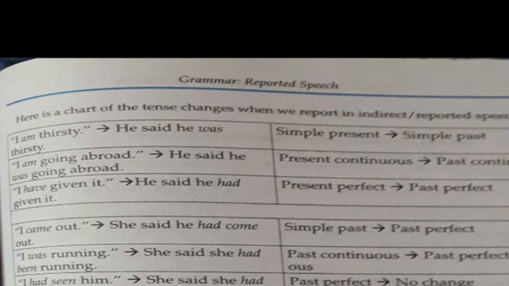So now reporting verbs. He asked me why I had missed my test. She said that she was changing her job. They told me to come back after 10 days. So in the above sentences: asked, said, then told. She asked me, asked. And then she said that, said. They told me, told. So asked, said, told, all these are called reporting verbs.